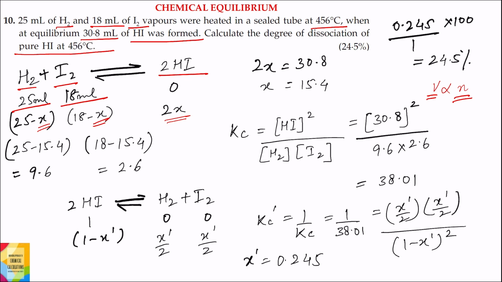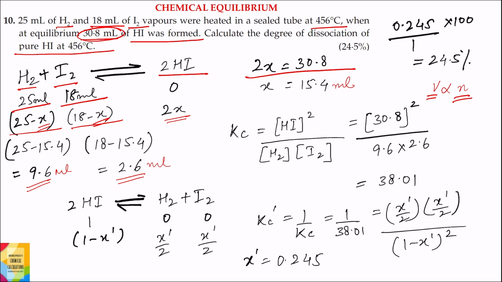So hydrogen remaining is 25 minus x milliliter and iodine remaining is 18 minus x milliliter, and hydrogen iodide formed is 2x milliliter. Now the amount of hydrogen iodide formed is given as 30.8 milliliter. So 2x is equal to 30.8. Therefore x is equal to 30.8 divided by 2, that is 15.4 milliliter. Now putting the value of x, the amount of hydrogen remaining is 9.6 milliliter and amount of iodine remaining is 2.6 milliliter.